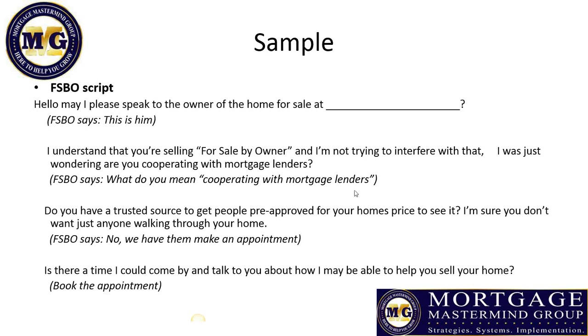But FSBOs is a numbers game. If you call 10 FSBOs, you're going to get an opportunity. Call 20, you get 2 opportunities, 33, 44. You understand? It's a numbers game. You're not going to just call one FSBO and get that opportunity. You've got to call several of them with this script, and you'll get one to bite, okay?